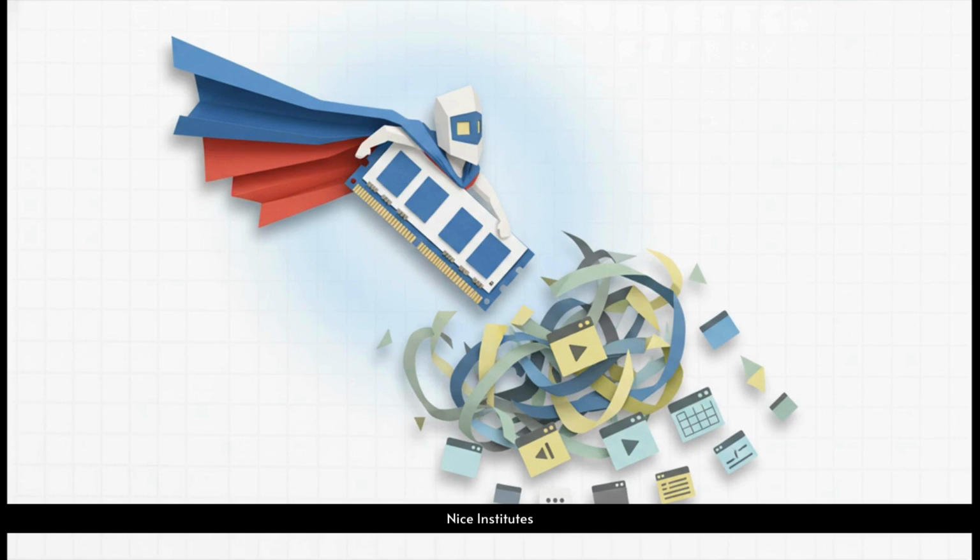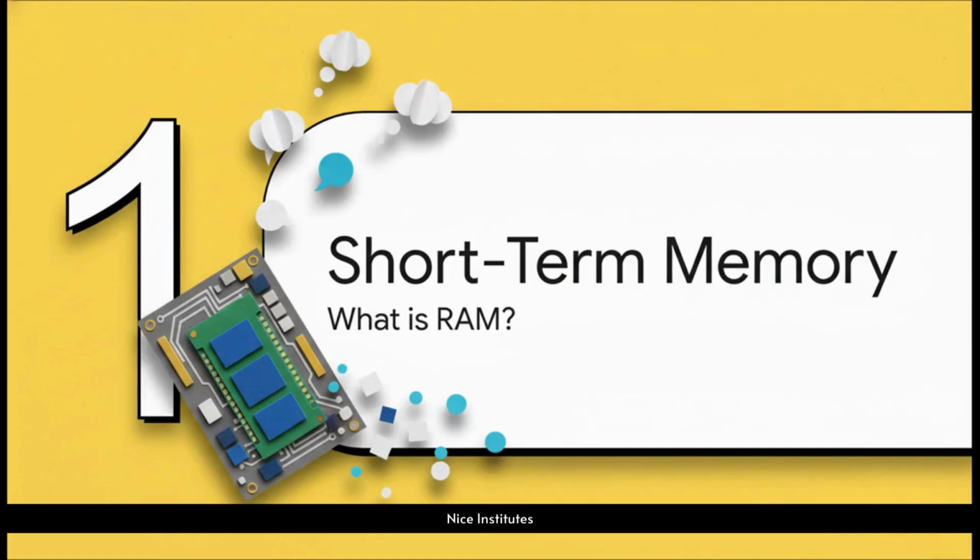Yep, that's it. The hero that's supposed to swoop in and save your multitasking sanity is your computer's RAM. It is the absolute key to keeping everything running nice and smooth. So let's just get right into it. So what exactly is this stuff?